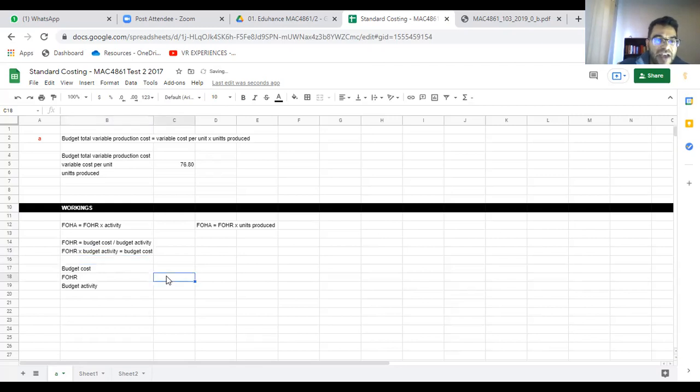So you work out the mathematics. I have fixed overhead rate given to me, 10 Rand. No need to guess. I have budgeted activity given to me, 20,000 labor hours. So that means my budgeted cost is equal to 10 Rand times 20,000 labor hours. So my budget cost is 200,000 Rand.